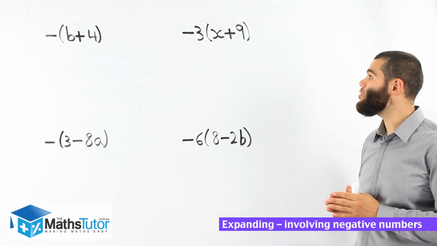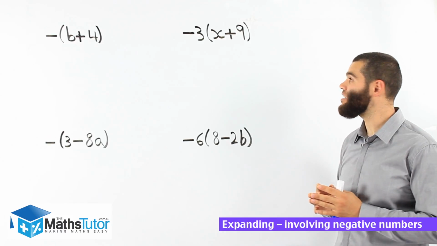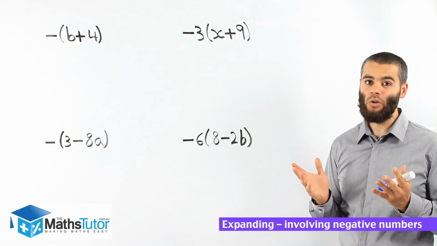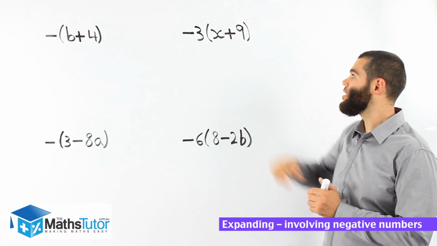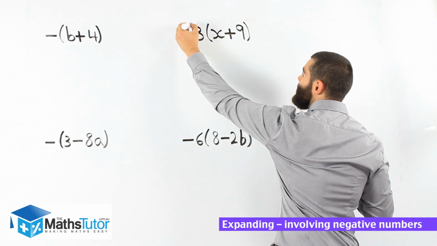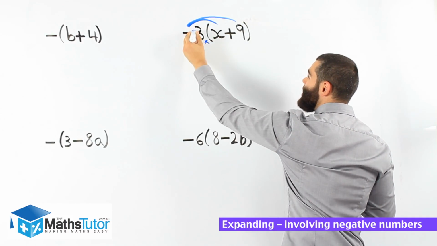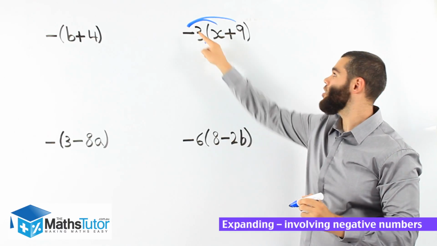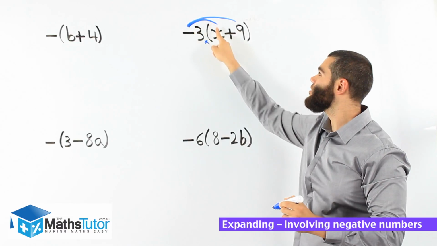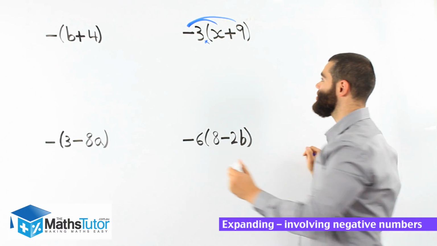The first example says minus 3 and then open bracket x plus 9 close bracket. We know with expanding there is an invisible multiplication right there. So negative 3 times everything inside the bracket. Negative 3 times the x and negative 3 times the 9. We show the arrows to show that negative 3 times x, negative 3 times the positive 9. Let's go and do it.